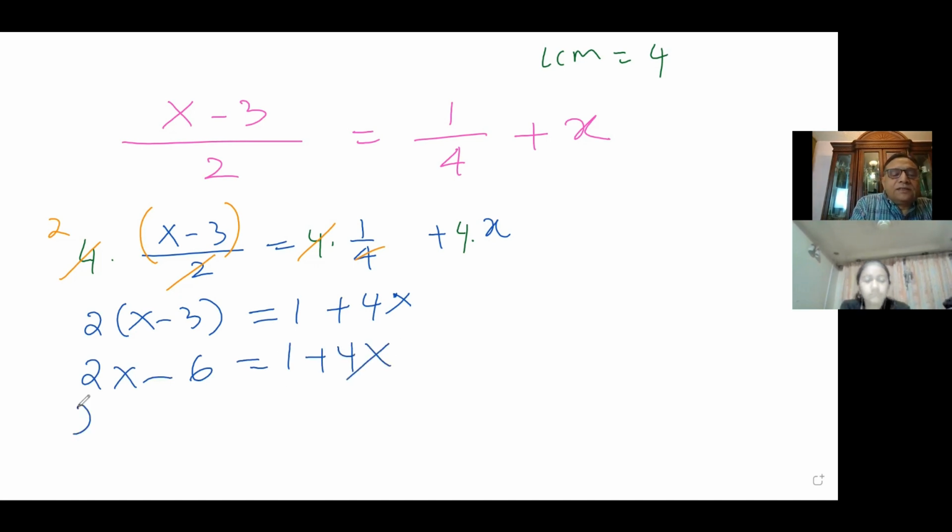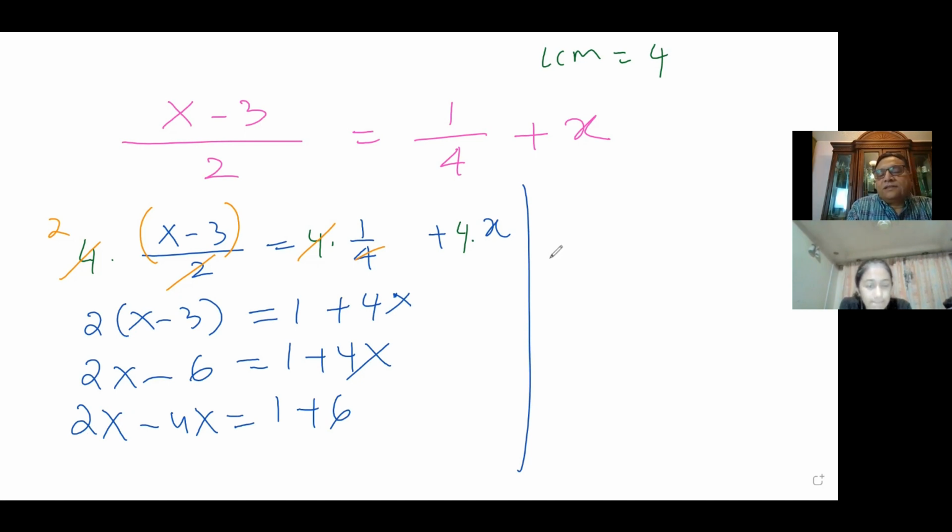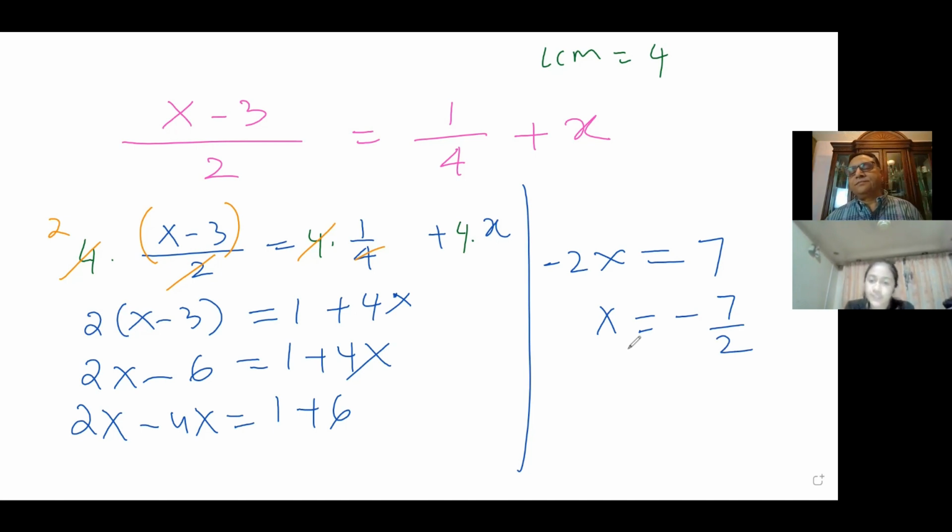Bring the x's together, 2x minus 4x equals 1 plus 6, correct? Yes. And 2x minus 4x is minus 2x. And that should be equal to 1 plus 6, which is 7. And therefore, x is equal to minus 7 over 2, correct? Have a good look at it. Do you understand what we did here?